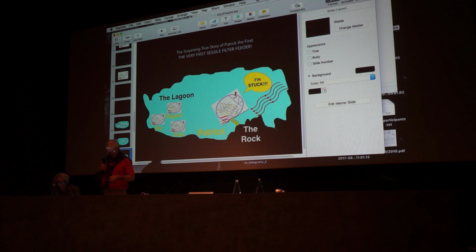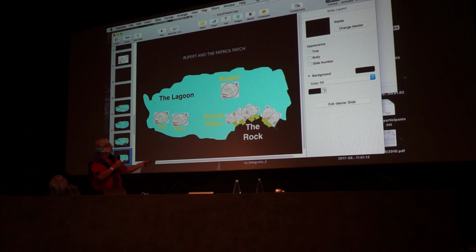Well, what has Patrick become? Patrick has become Patrick, the very first sessile filter feeder in the universe. That's what's happened to Patrick. He's become a sessile filter feeder. And he gets more food than he would have otherwise, and thanks to heritable variation and natural selection, you can get heritable variation and natural selection here. Pretty soon there's Patricks, and they're growing in a Patrick patch, which you can see here. That's Patricks in the Patrick patch, in the whole lagoon. They're all kind of close to one another. Which brings me to Rupert.